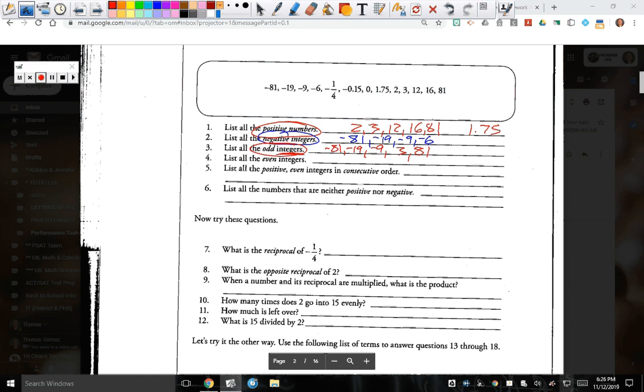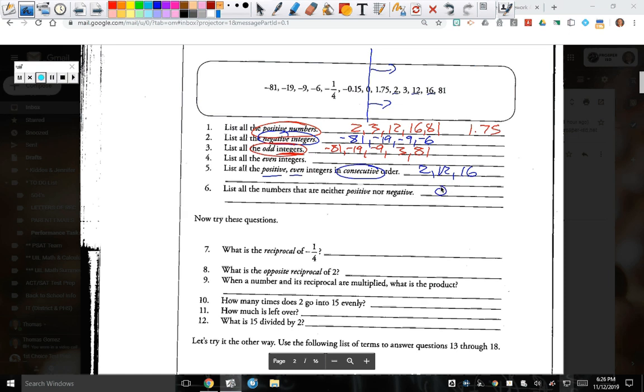Even. Okay, so now let's look at positive even integers in consecutive order. Positive even integers in consecutive order. What do I list? Because positive will be over there, right? Even will be the even numbers that you see. And in consecutive order will be 2, 12, 16. And what are the numbers that are neither positive nor negative? 0. It's just 0. Okay?